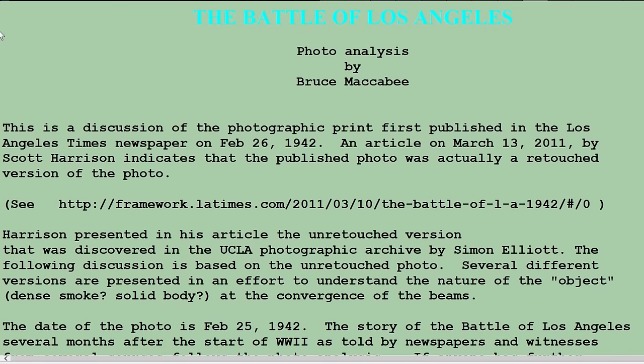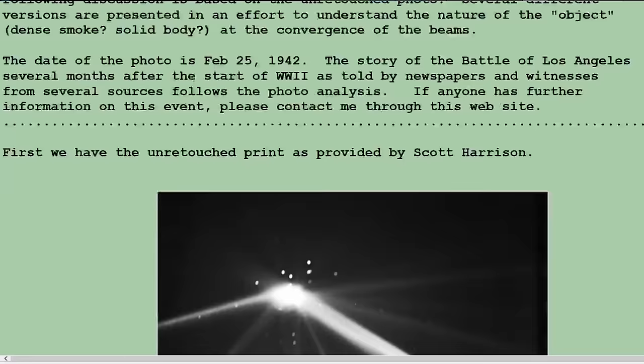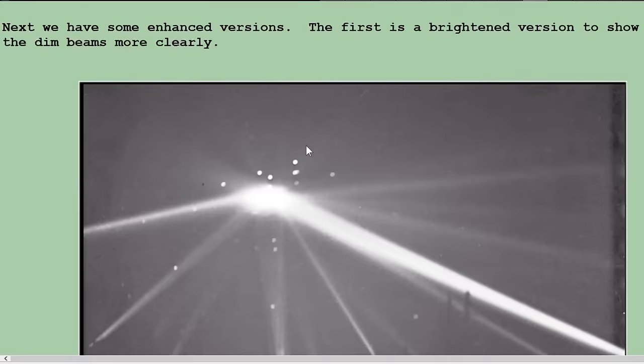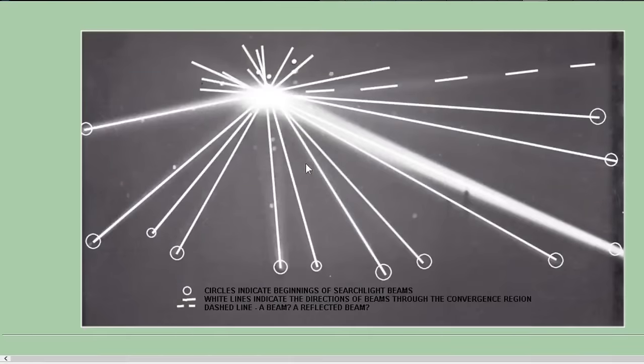Next up, we're looking at this page. This is by someone named Bruce Maccabee, who is doing essentially a photo analysis of the famous picture. And he has this great diagram here that's kind of describing the point that I made about the beams of light. He's showing here in these dotted lines where these could be reflections of the lights that are hitting it from the underside.